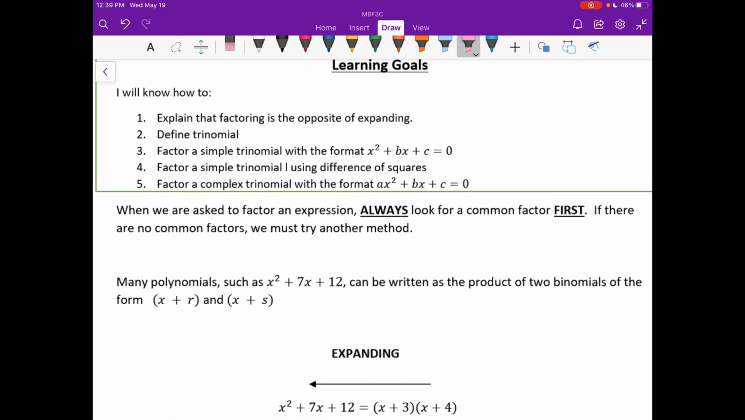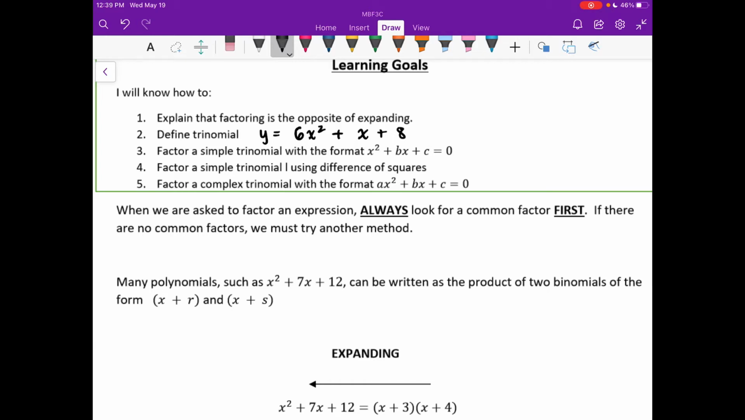Okay, so by the end of this lesson, you'll know how to explain the fact that factoring is just the opposite of expanding. You're going to be able to define a trinomial. So a trinomial is represented by something that has 3 terms in it, usually 6x squared, something like this, plus x plus 8, right? Something that has 3 different terms in it, separated by pluses or minuses.